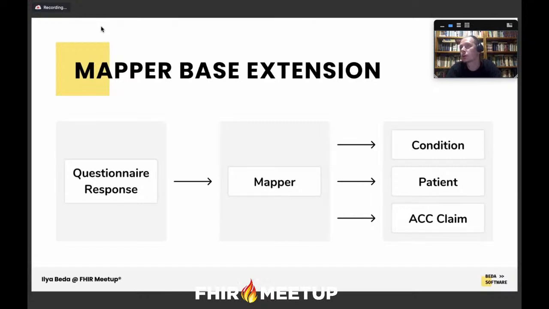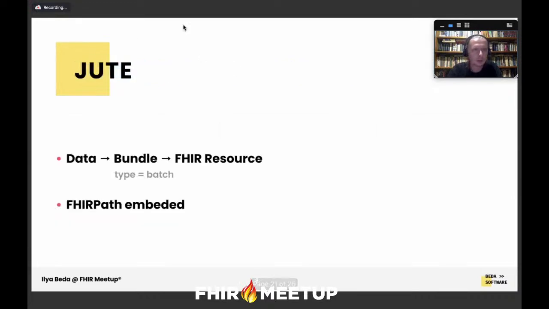This is why I decided not to use FHIR mapping language and use another similar tool that exists in Aidbox. It is JUTE. JUTE is an open source mapping language that allows mapping any data to FHIR resources. How does it work?